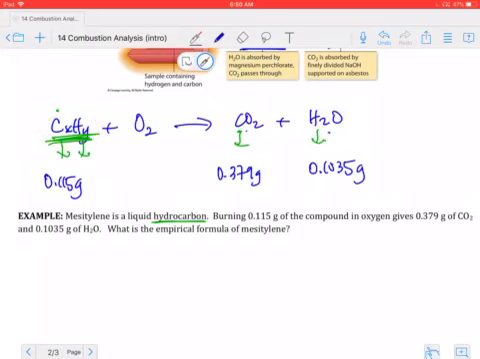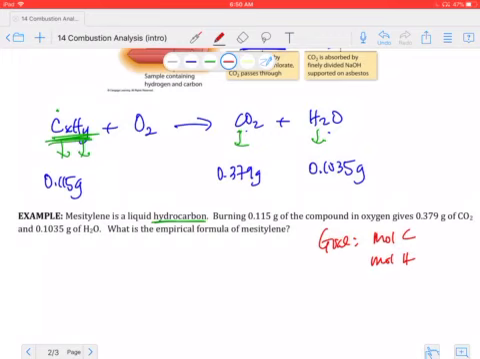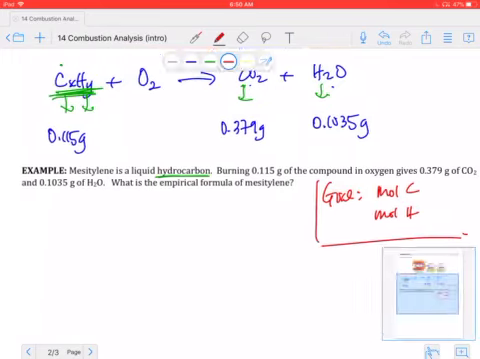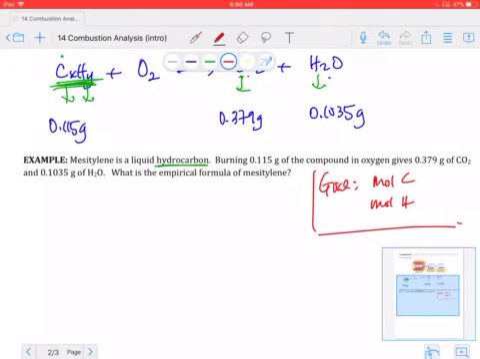So as I said, we want to recognize that this 0.379 grams of CO2, all of that carbon comes from the hydrocarbon. All of this hydrogen from the water comes from the hydrogen in that original compound. So our process here, because it's an empirical formula problem, our goal is we want to find moles of C and we want to find moles of H. So it's always good to map that out. For an empirical formula problem, this is always what our approach is going to be.